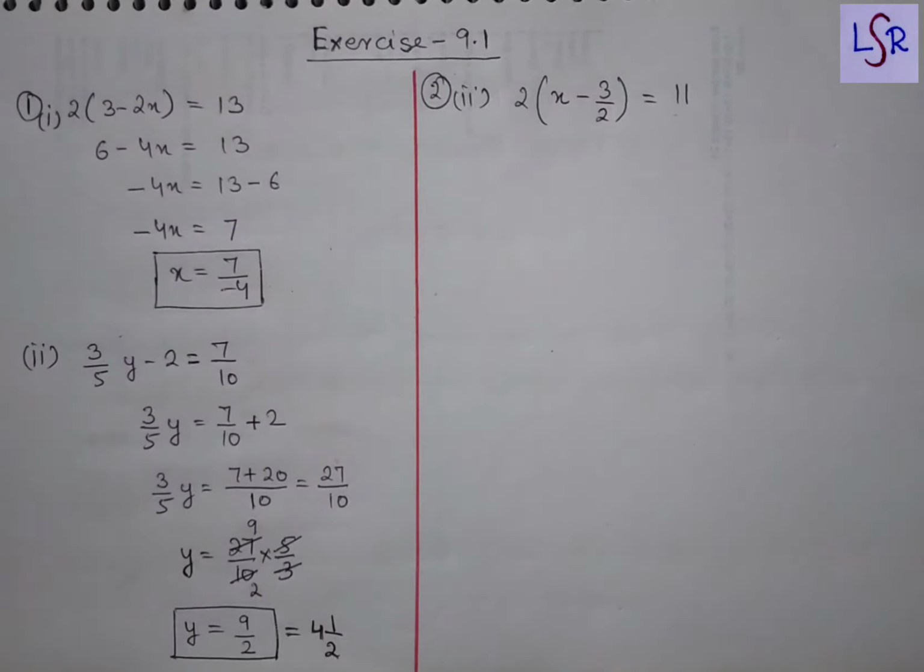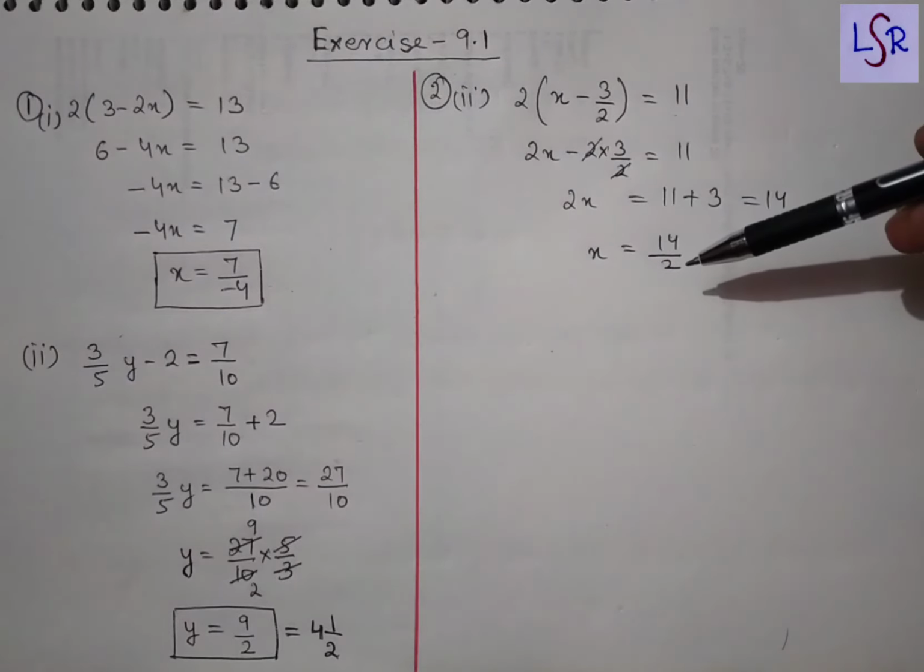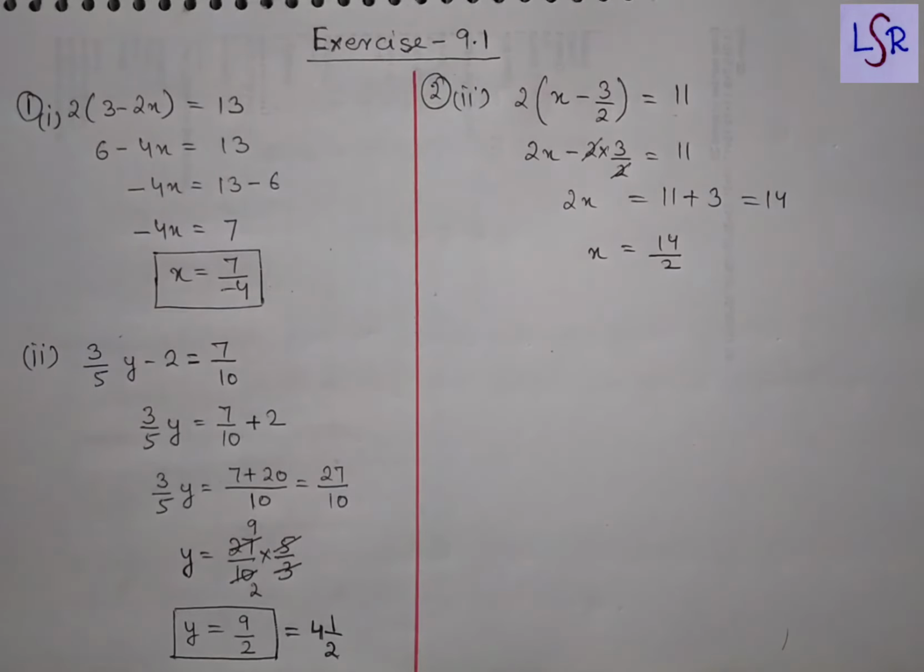Here in this one we are having 2 outside the bracket, and in the bracket we are having x minus 3 upon 2, and that is equal to 11. Very first of all we are going to open the bracket, and here we have got this. Now minus 3 will be sent to the other side, and it became plus 3 on the other hand. Now 11 plus 3 is 14, and we have got x equals 14 upon 2, as it was multiplied, so here it is divided. Now we can cancel it out, and we got 7 as our answer.